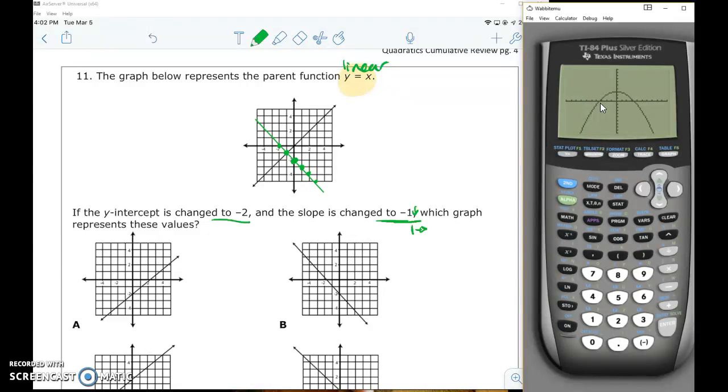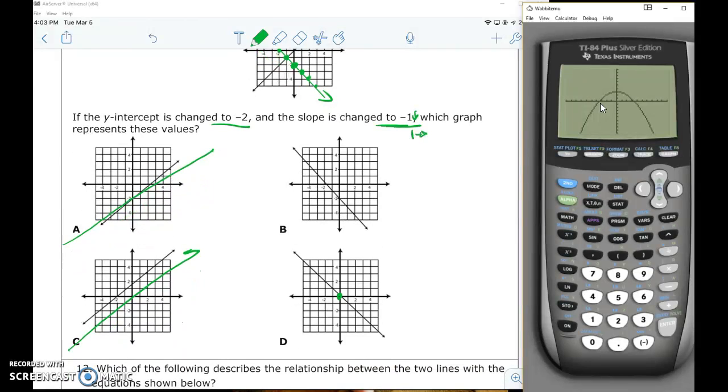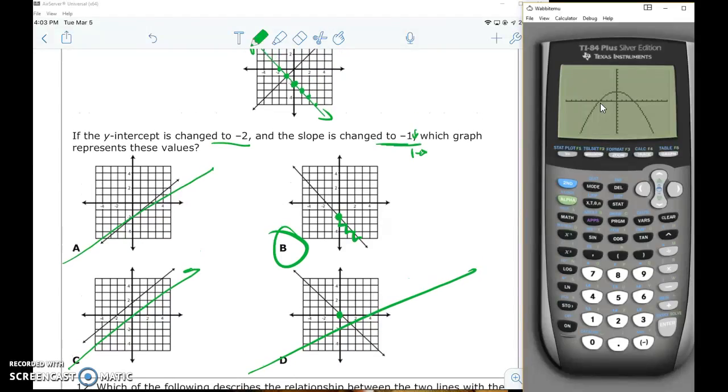Okay, so I need to make sure that I have a negative slope and a y-intercept of negative 2. A is a positive slope, C is a positive slope. On D, the y-intercept is at 0. The only one we're left with is B. It has a y-intercept of negative 2, and it's going down 1 over 1. Our correct answer is B.